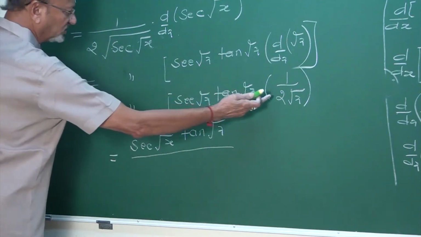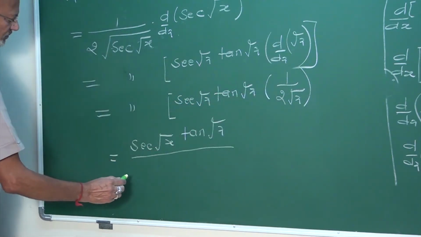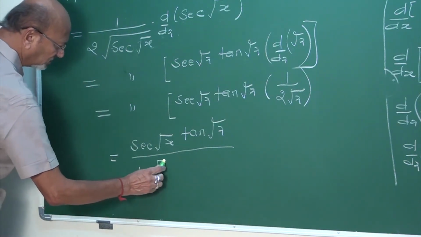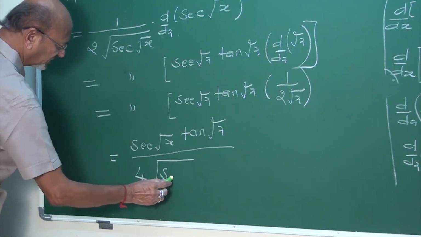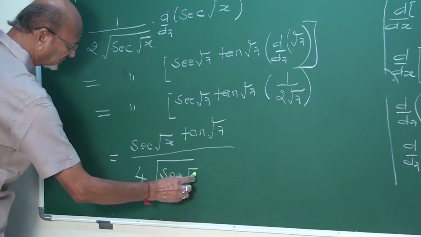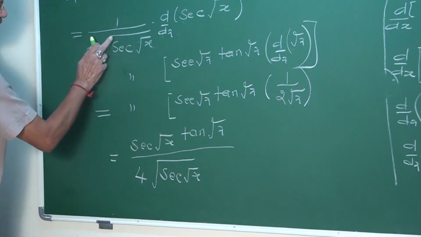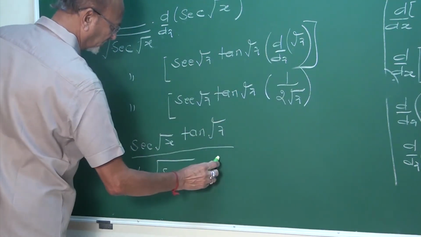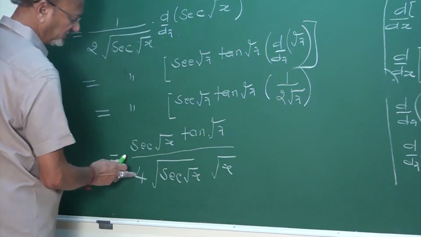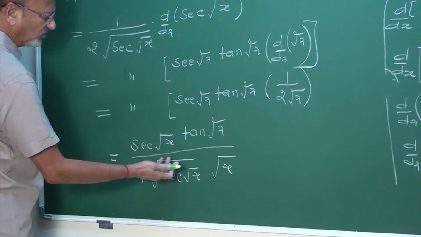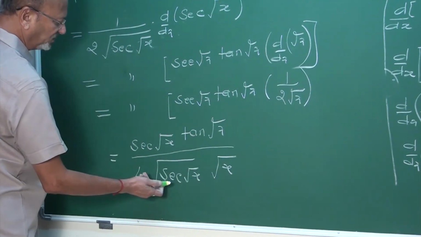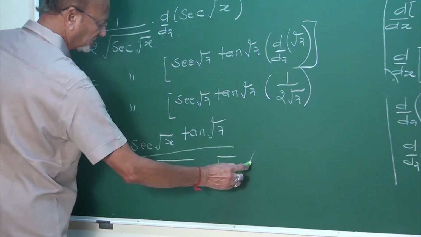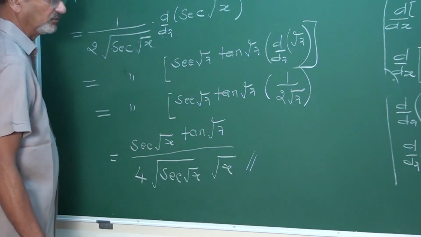2 into this 2 is 4. First this, square root sec root x. Next is this, my friend, root x. Otherwise you write this root x first, then this. Otherwise you have a common square root, right? x into sec root x. Simplification part is left to you, my friends.